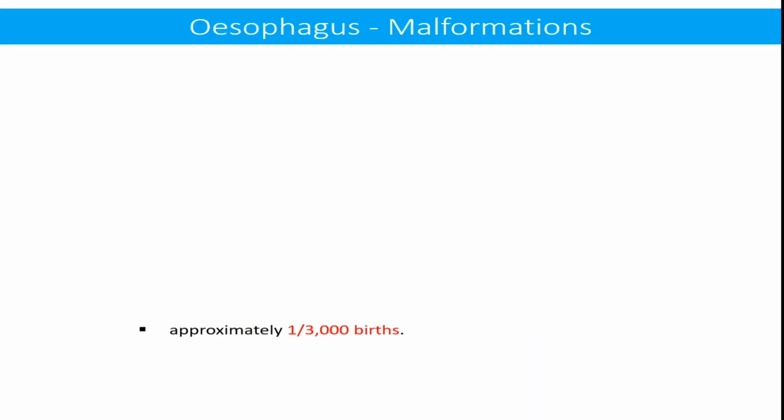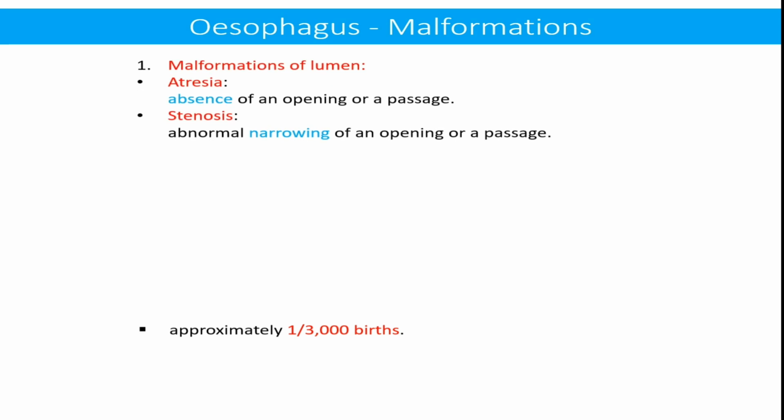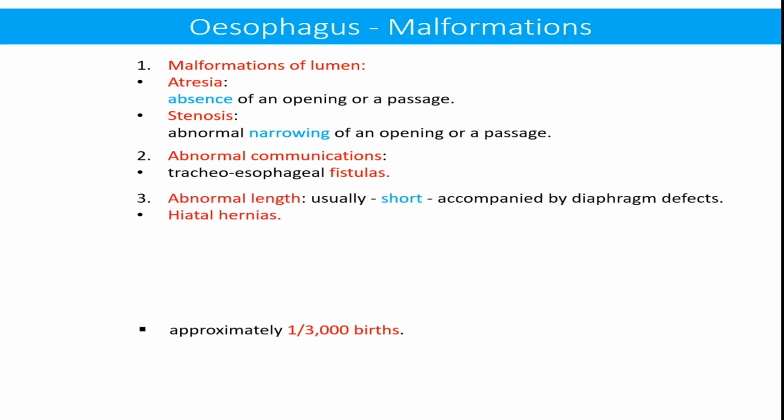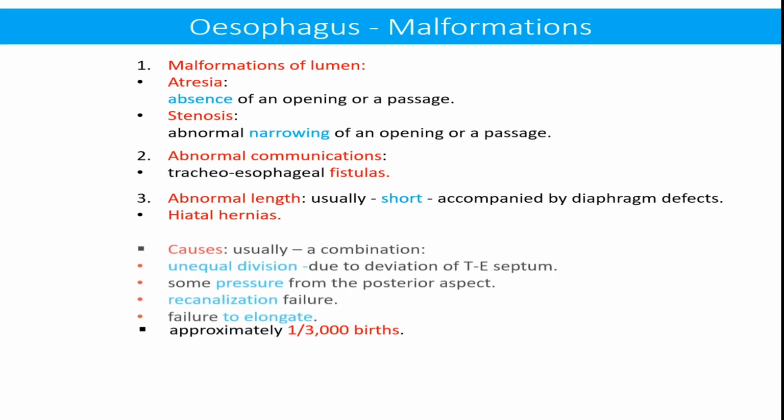Esophageal malformations are divided into three broad groups. First one is malformation of the lumen in the shape of atresia and stenosis. Number two, abnormal communication between the lumen of the esophagus and trachea in the shape of tracheoesophageal fistulas. And number three, abnormal length of the esophagus, which is usually short and is accompanied by a diaphragm defect, seen in cases of hiatal hernias.